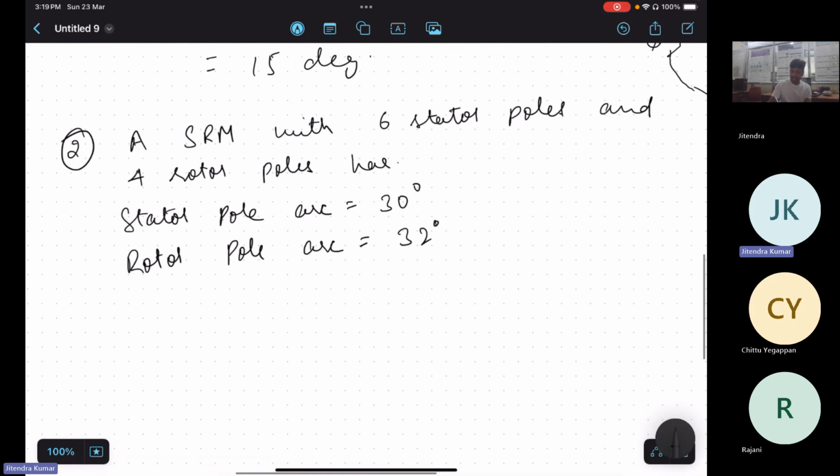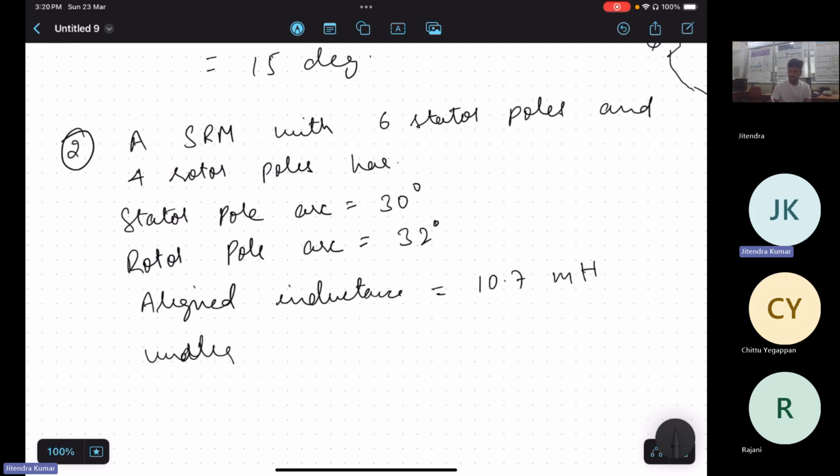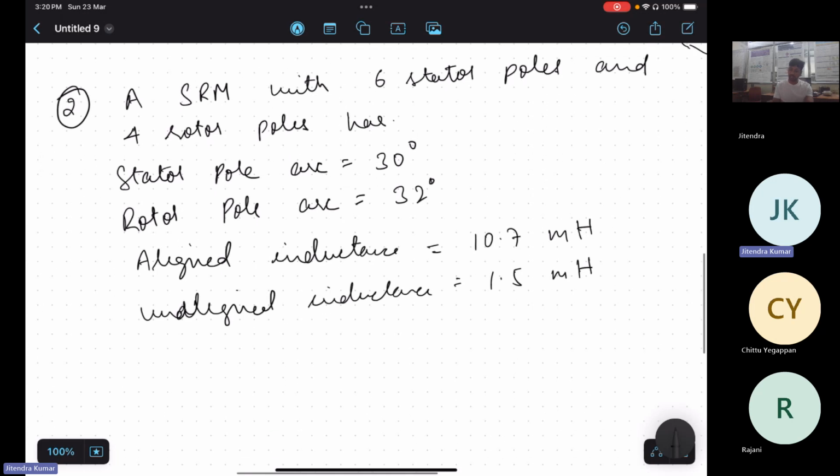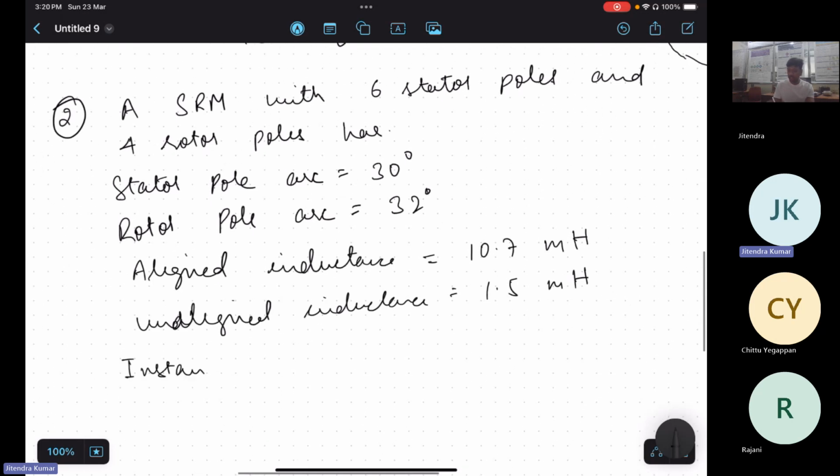The aligned inductance is equal to 10.7 millihenry and the unaligned inductance is equal to 1.5 millihenry. Now we have to find the instantaneous torque when the rotor is 30 degree before the aligned position. Basically, the entire torque production is happening because of the positioning of alignment and unalignment, right? So a particular rotor position is given, 30 degree before the aligned position. At that rotor angle, how much torque will be produced?